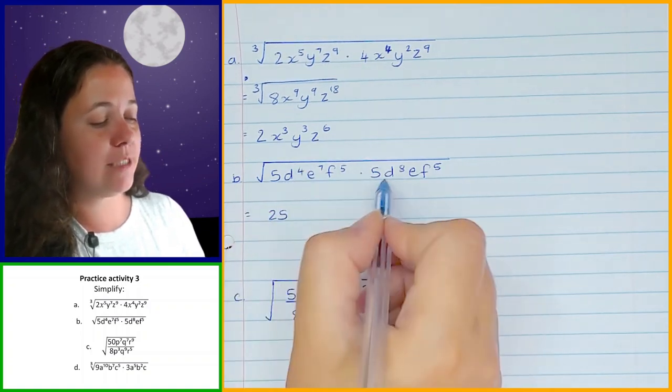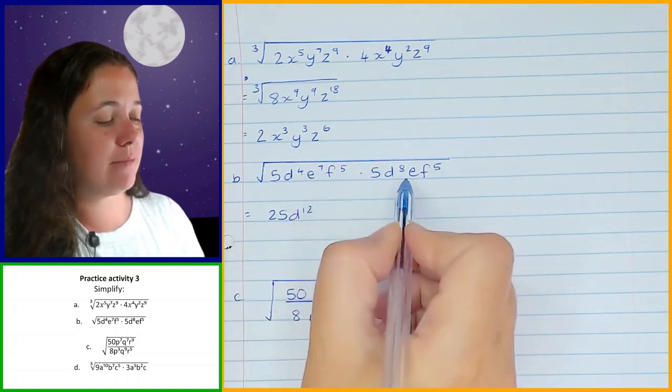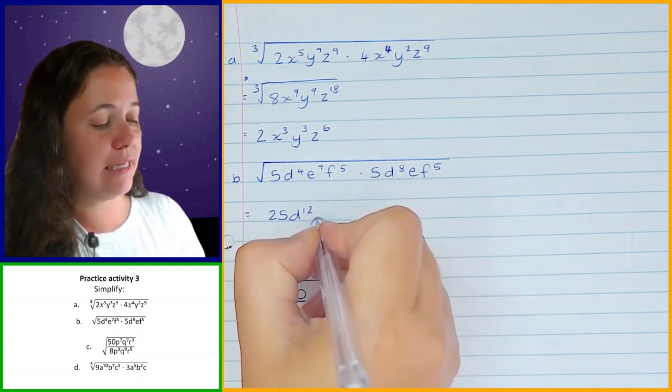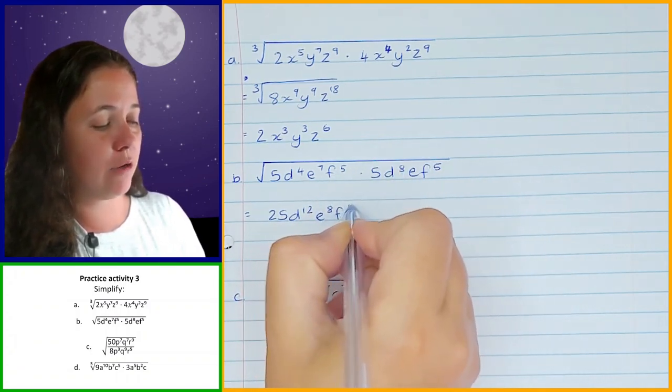25. D to the power of 4 times d to the power of 8 is d to the power of 12. E to the power of 7 times e is e to the power of 8. And f to the power of 5 times f to the power of 5 is f to the power of 10.